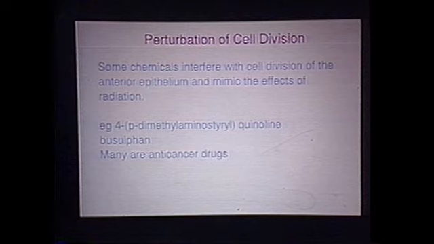Perturbation of cell division is important because some chemicals interfere with cell division which occurs in the anterior epithelium in a similar way to that produced by radiation, and radiation is well known as producing cataracts. Many of these drugs are the anti-cancer drugs. Quinoline derivatives and busulfan are two examples of chemicals which interfere with cell division, and because there is constant cell division in the lens epithelium and constant addition of new fibres to the lens, it is always susceptible to this type of damage.